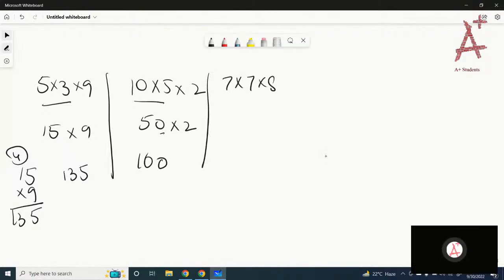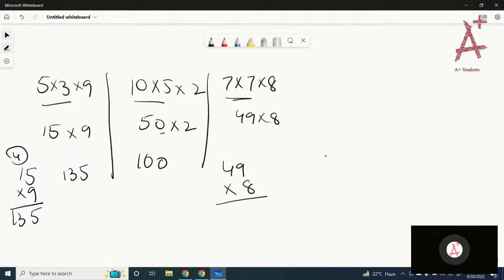7 times 7 times 8. So just do 7 times 7. So 7 times 7 is, yes, it is 49. 7 times 7 is 49. You have to do 49 times 8. So let's just do 49 times 8.